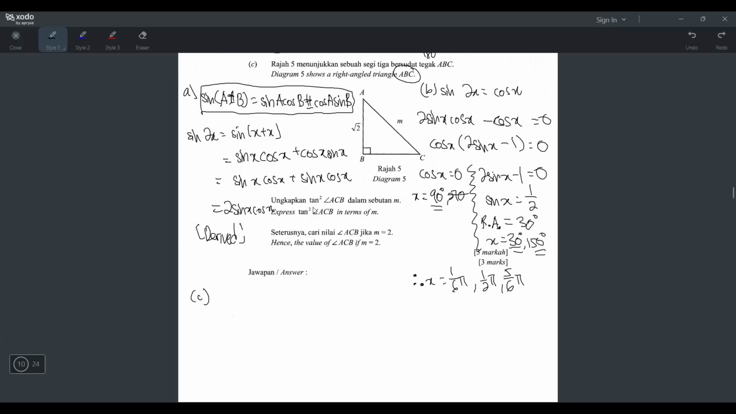They want us to express tangent square angle ACB in terms of M. Hence, state the value of angle ACB if M equals to something. This one don't do first. Yang bawah ni nanti. We try to do this one first. Tangent square angle ACB. Where is angle ACB? I think it's here, right? To find tangent of this angle, you need the opposite and the adjacent, because the tangent formula is opposite bahagi adjacent. The opposite is square root 2, but the adjacent you don't have. So I think you have to use Pythagoras theorem lah to find BC. So let's find BC first.